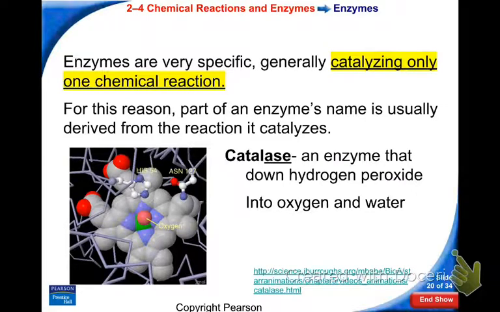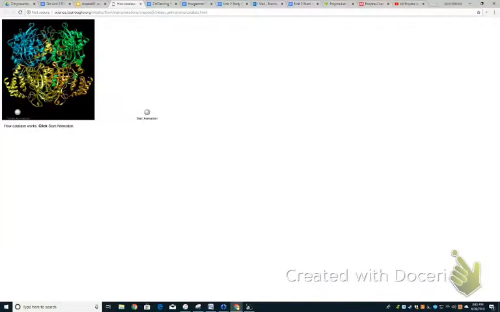Now hopefully my little link here will work, and it will take us to an animation which tells us how catalase works. Each of the 4 subunits of the enzyme catalase has a cavity with an iron-containing heme group at its center. Hydrogen peroxide, the substrate of catalase, enters a cavity. One oxygen atom binds to the iron in the heme group.